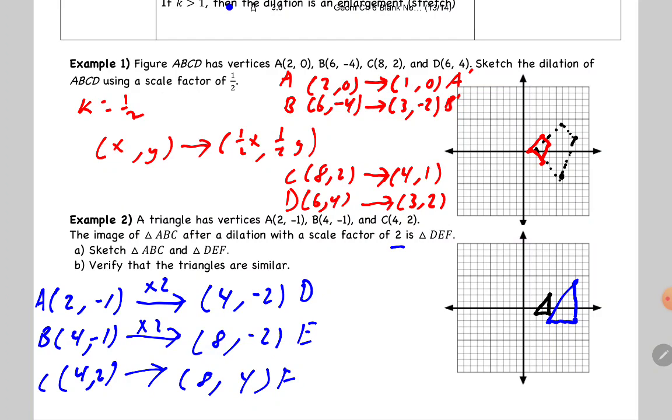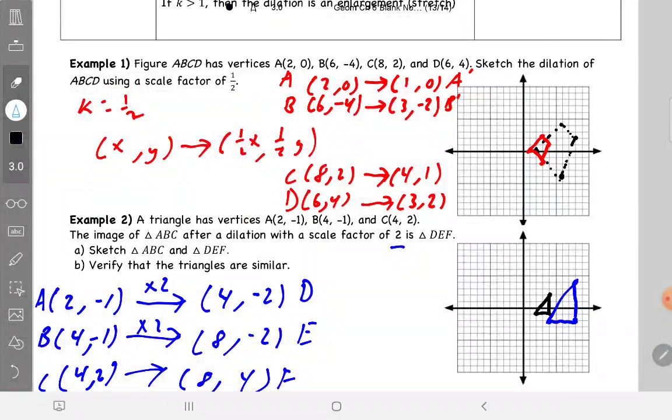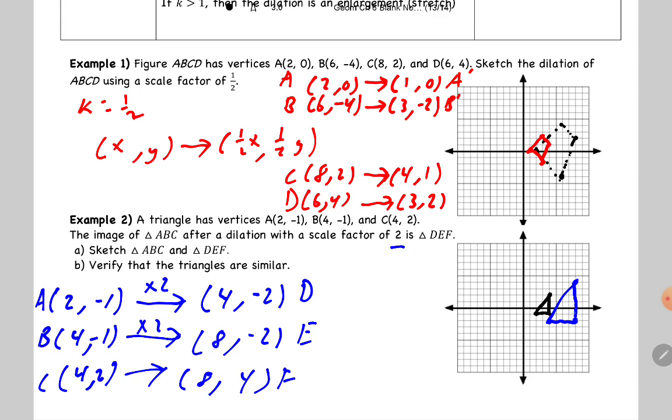Now we need to verify that the triangles are similar. So remember, to prove that triangles are similar, all the angles need to be the same and all the corresponding sides are proportional. We can do this multiple ways, but we're going to do this an easier way. We're going to use something that we learned from one of our other sections.